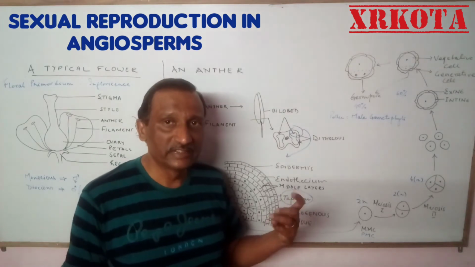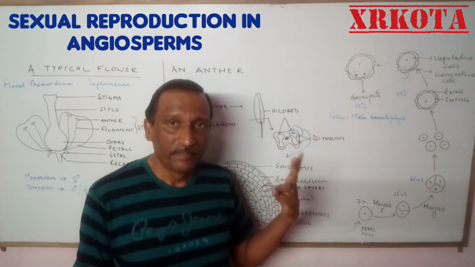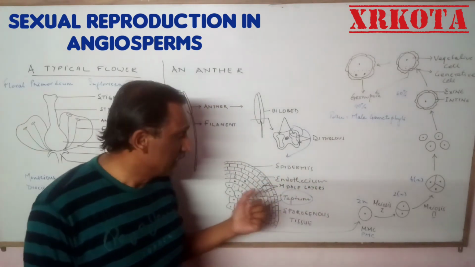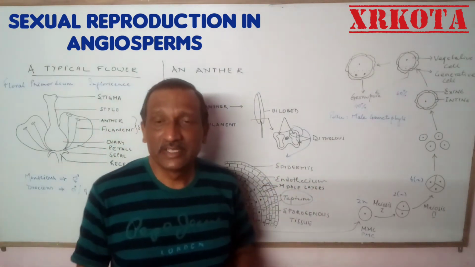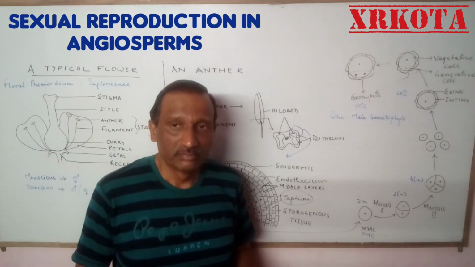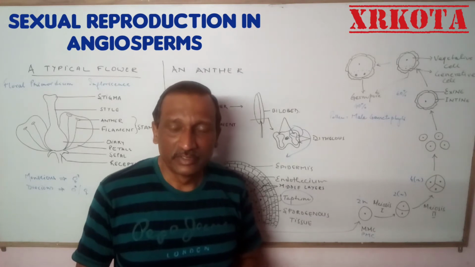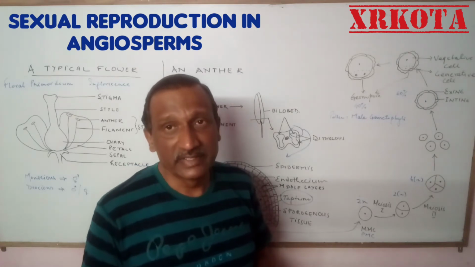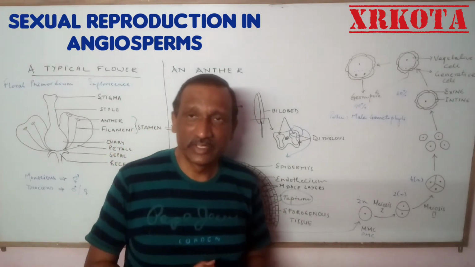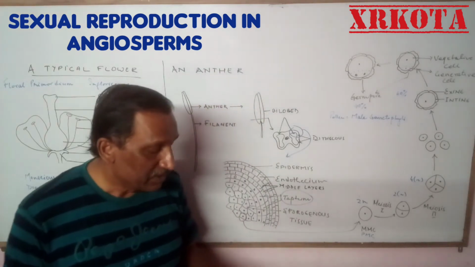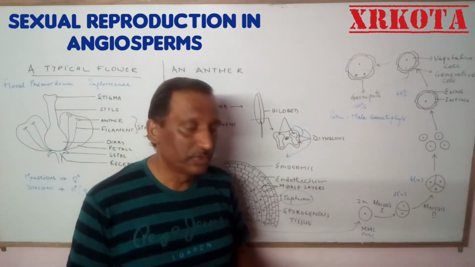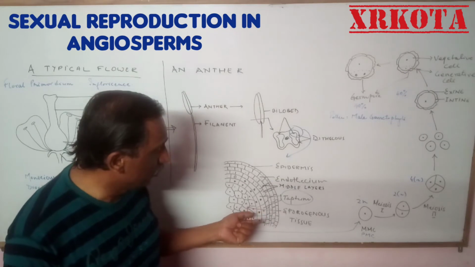So all three layers, that is the epidermis, the endothecium, and middle layer, they are providing protection. Then comes tapetum. Tapetum is a layer of cells in which there are two nuclei. So you can recollect that the two nuclei in a cell can be formed when the nucleus is undergoing nuclear division, that is karyokinesis, but it failed to undergo cytokinesis. Then each cell will have two nuclei.